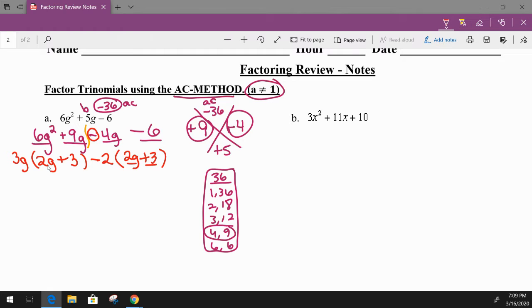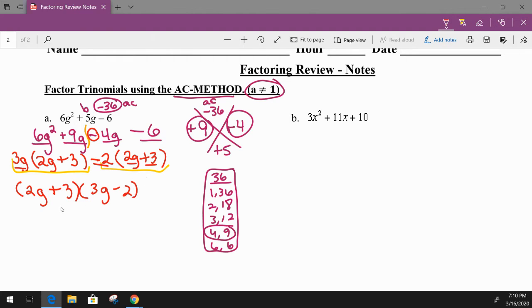And once again, the two binomials are the same. So think of this as one group, think of this as one group, or think of this as one term, think of this as one term. What do they both have in common? The 2g plus 3. So we factor out the 2g plus 3, and then the 3g minus 2 gets put together in the other parentheses.